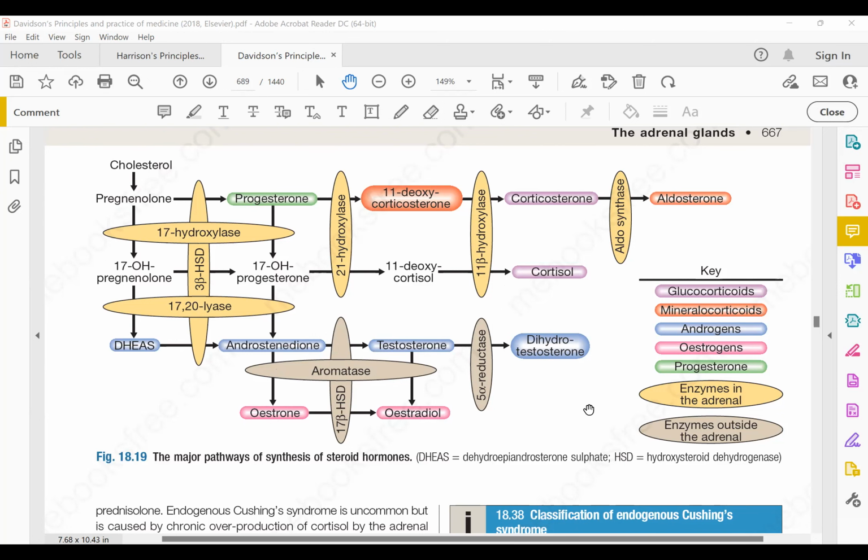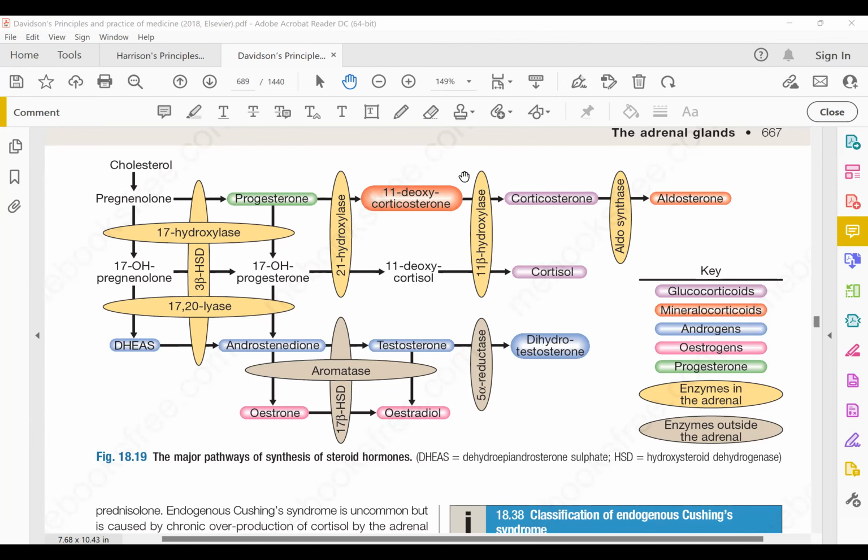And the deficiency of what hormone causes what, you can easily surmise from this particular chart. Remember, this is Davidson, page number 667. I don't know what edition it is, and in that book, you can browse and look at that.